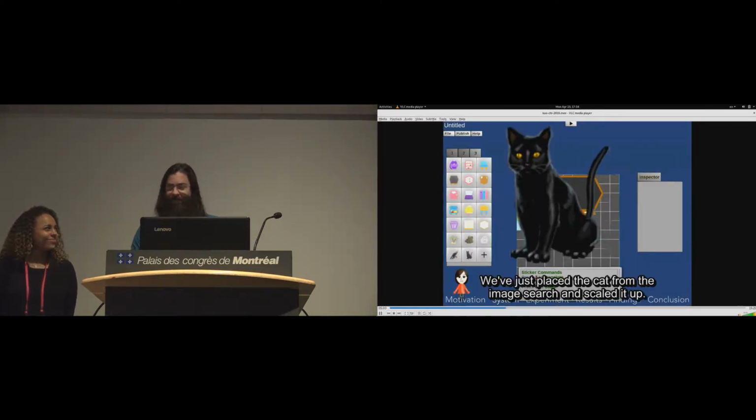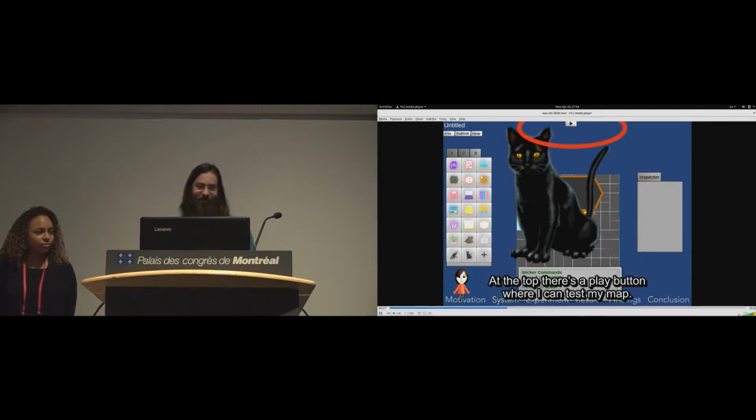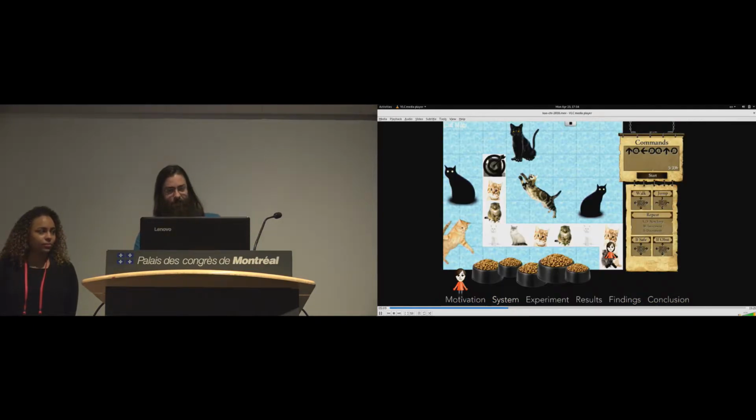We've just placed the cat from the image search and scaled it up. At the top is a play button where I can test my map. Now we're testing a map that we just created.